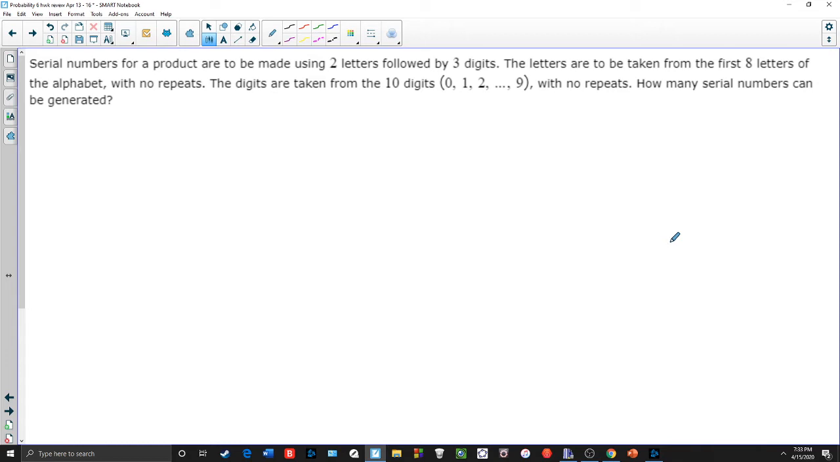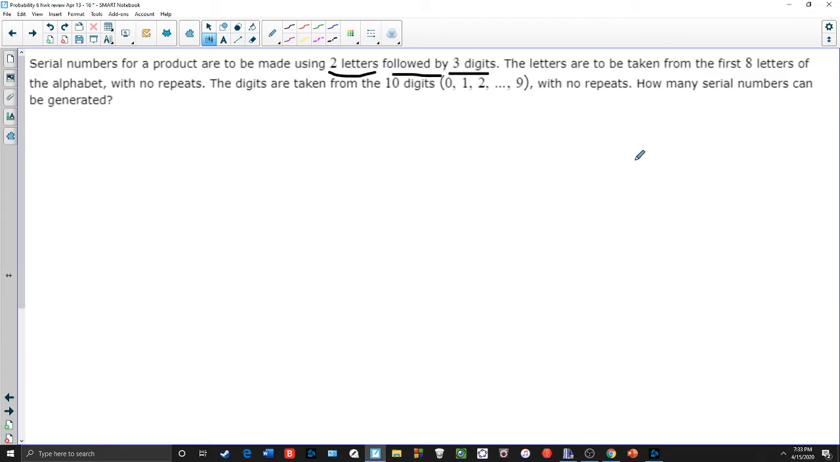All right, so you can do this again one of two ways. You can think about it in terms of a list, which is what I would do because that's how I usually grew up looking at these problems. So 2 letters followed by 3 digits. Now this is what makes it so that you can actually do it as a list. It gives you the order: 2 letters first, followed by 3 digits second.